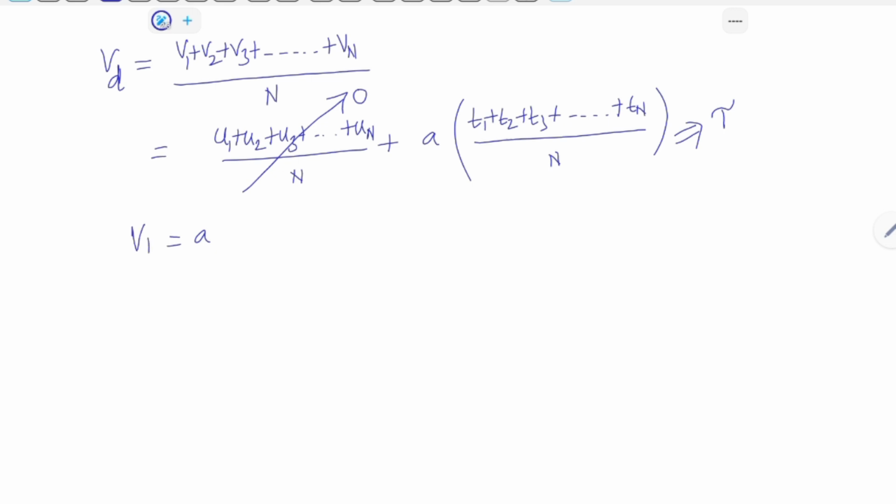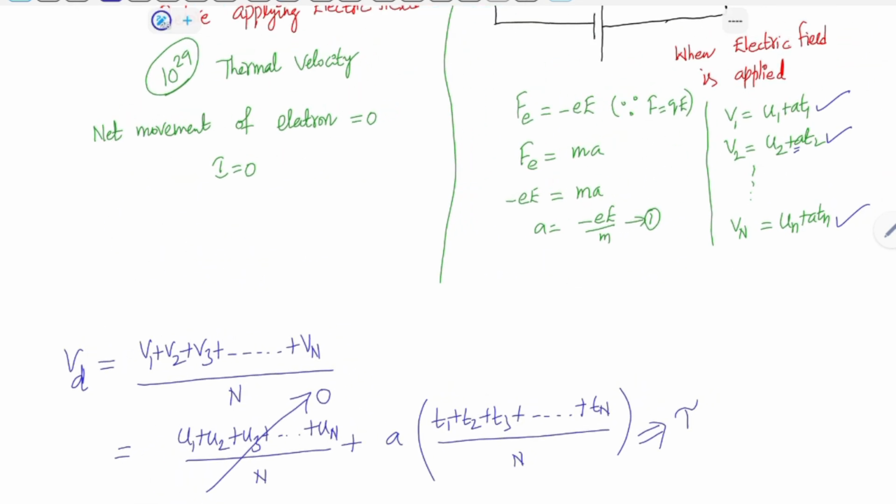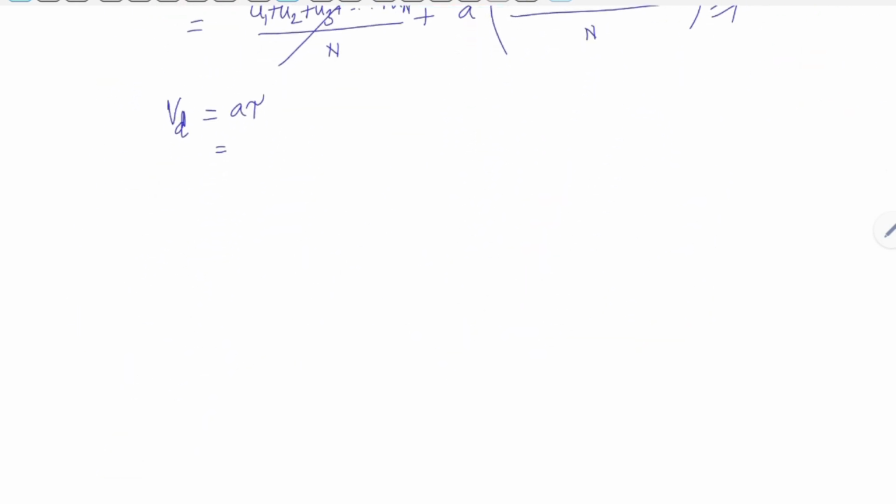So Vd is equal to a into tau. Now in place of a, what can I substitute? Let me go to the previous page. In place of a, from equation 1, we can substitute minus E by m, where E is the electric field. So substituting that, Vd is minus E into tau by m, where minus indicates just the charge of the electron. As the electron has a negative charge, we kept a negative sign here.